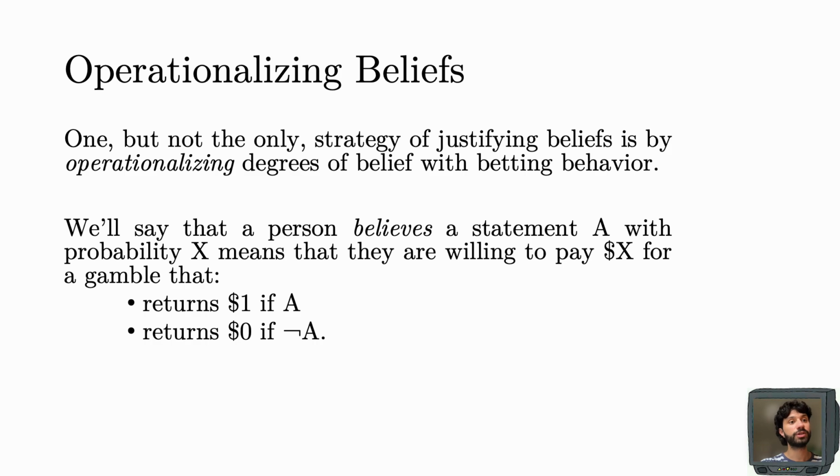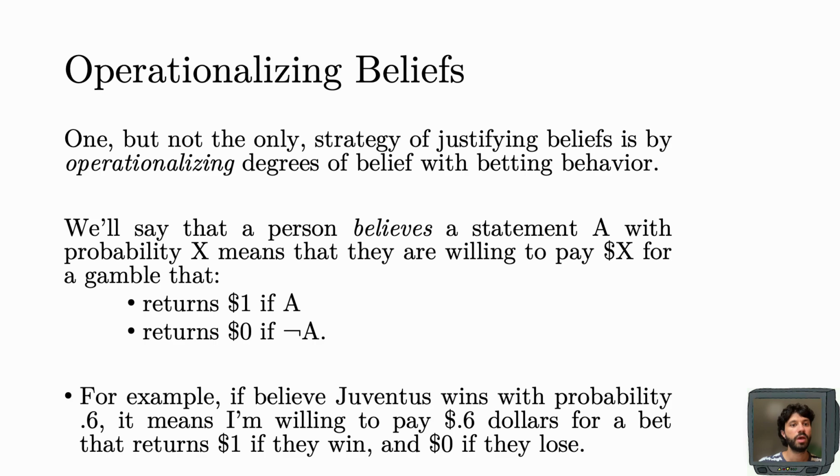That means that they're willing to pay X dollars for a gamble that returns $1 if A and returns $0 if not A. So for example, if I believe Juventus wins with probability 0.6, under this operationalization, it means I'm willing to pay $0.6 for a bet that returns $1 if they win and $0 if they lose. Now just a few notes here. Why is it that we're saying that we're willing to pay X dollars for a gamble that returns $1 or $0? Well, that's because X is always going to be between 0 and 1 because it's a probability.